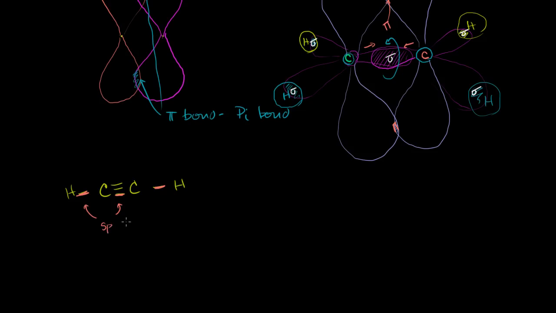So these are sp hybrid orbitals forming sigma bonds, so all of these right here. And then, let me do this in a different color, both of these are pi bonds.